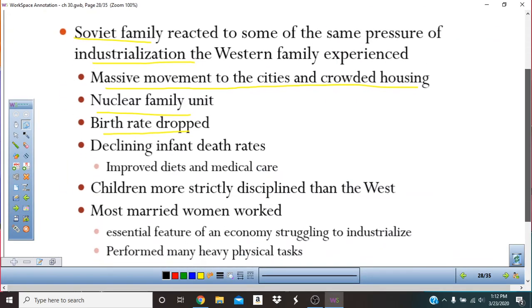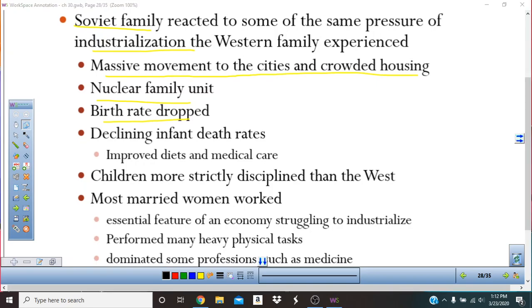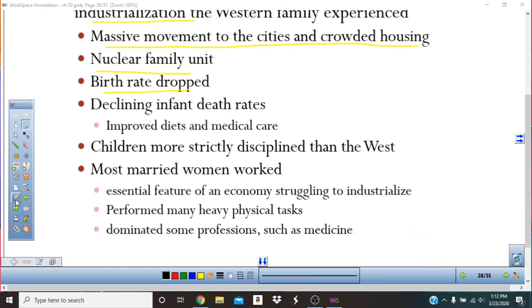The Soviet Union, industrialization will change the people. More people are moving into the cities. The cities become very crowded. Housing becomes very crowded. They're now going to prefer a nuclear family, and birth rate is going to drop.